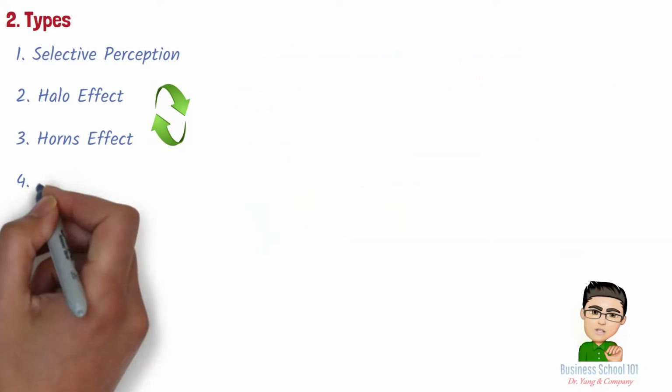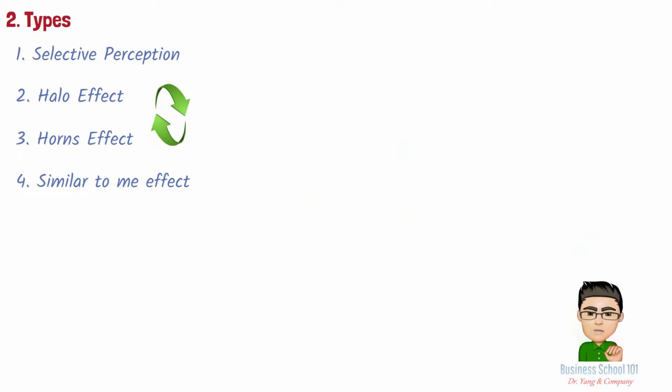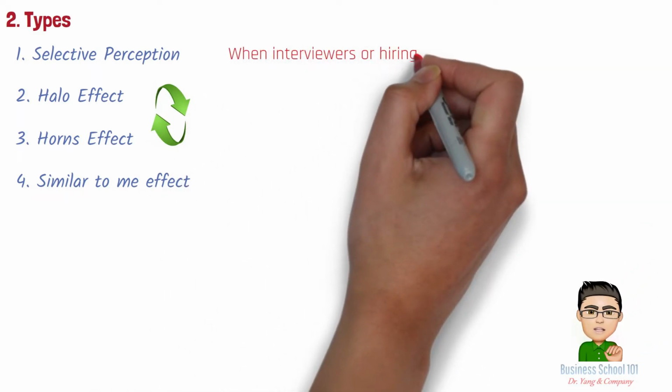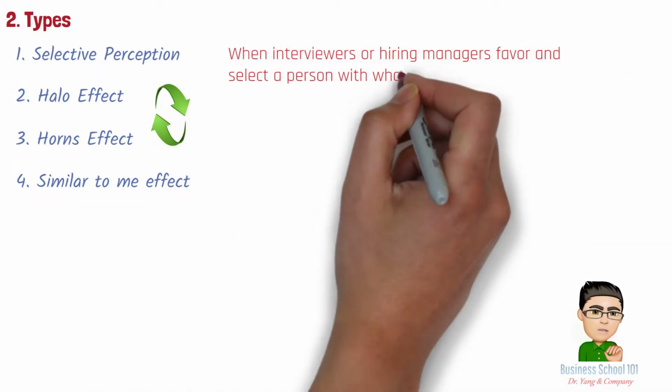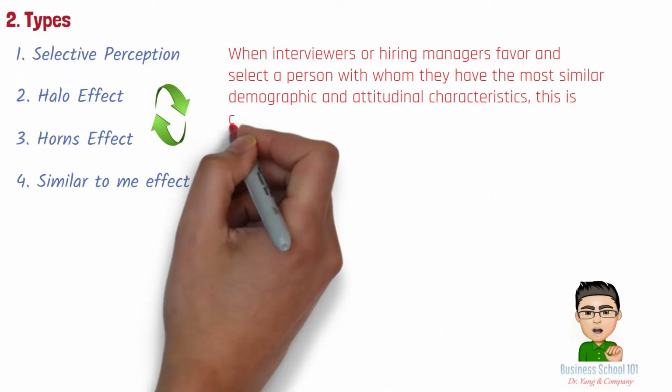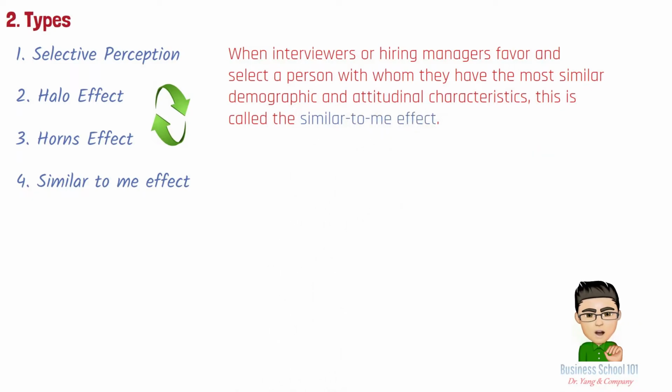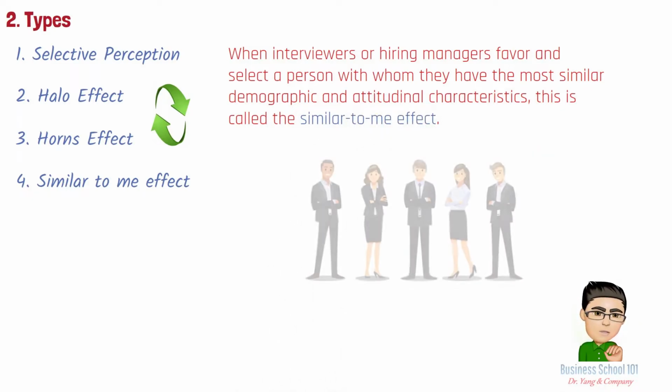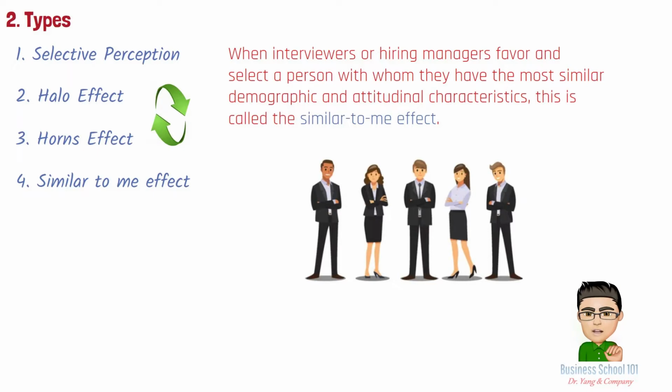Number 4. Similar to me effect. When interviewers or hiring managers favor and select a person with whom they have the most similar demographic and attitudinal characteristics, this is called the similar to me effect. It can lead to an overly homogeneous work group that is susceptible to groupthink, stereotyping, and lack of functional conflict.